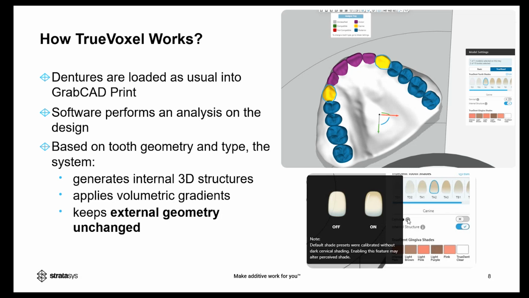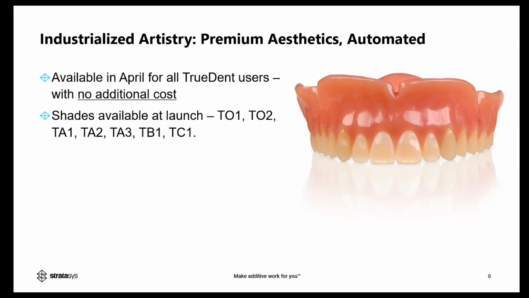Both the cervical darkening and the internal structures can be turned on and off for each one of the teeth in the same arch. These features are going to be available within 2 weeks in the next GrabCAD software update, which is 1.12. These are the 7 shades that we're going to have in the first phase of TrueVoxel.